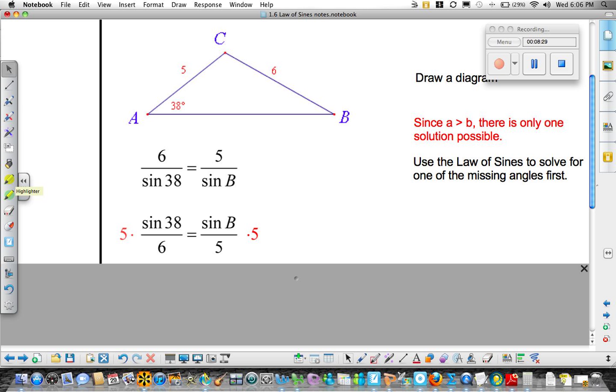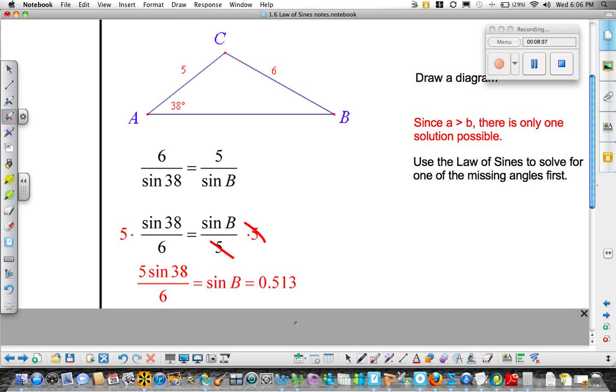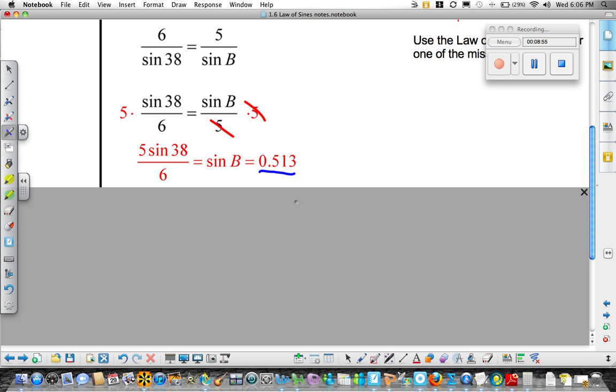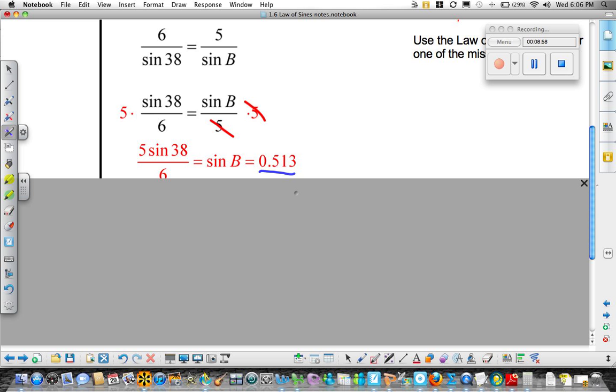And when I do that, over here, these are going to cancel, or they're going to divide out to equal 1. And on the other side, we're going to have 5 times the sine of 38 divided by 6. But remember, that's actually equal to the sine of B. So if I multiply 5 times the sine of 38 and divide by 6, I get this decimal value, about 0.513. Okay, now remember that's equal to the sine of B.